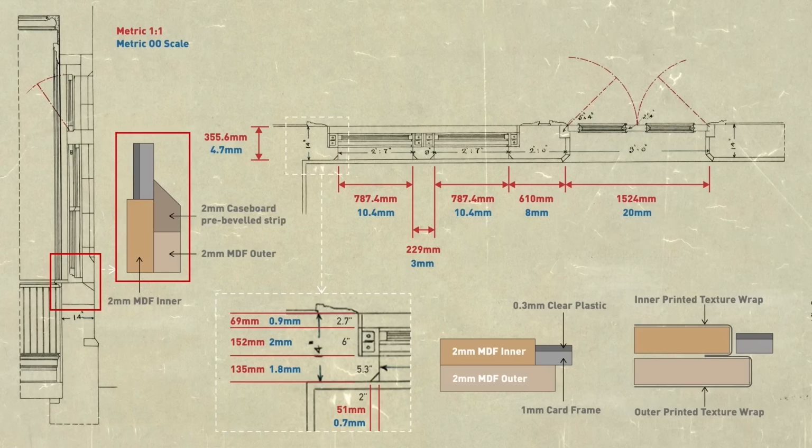So the plan with that beveled sill is, using the caseboard, I can cut strips using my 45-degree bevel cutter, which of course is what picture framers use for cutting their bevel mounts, and I can cut entire strips of that and then cut them down into the appropriate sections. They can be pre-wrapped in the stone texture and then slotted into place.